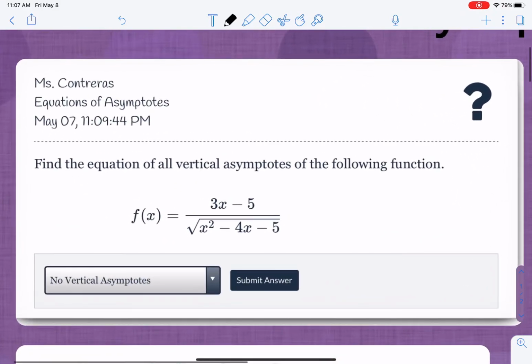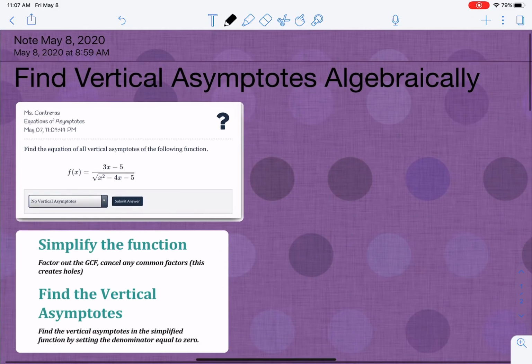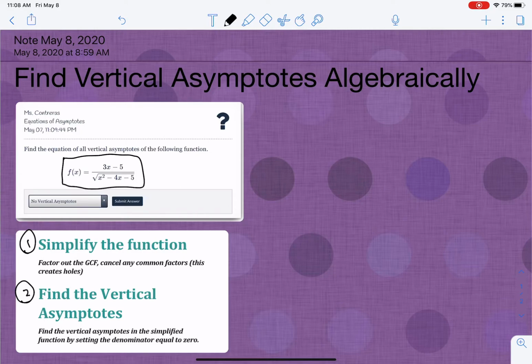So it should look something maybe like this. Okay, I know it looks a little scary, but you guys know how to do it. So here we have step 1 and step 2. Okay, so first step is to simplify the function. So we look at this function here and we can't really simplify it, so we're going to leave it how it is. Okay, so we have that function, simplified.